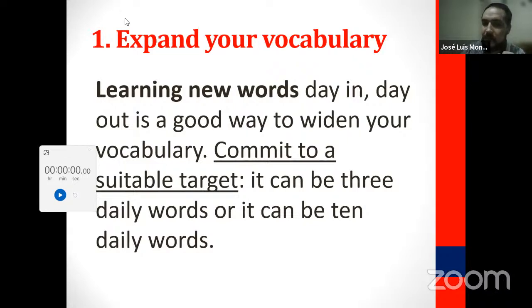But that's not something I'm going to ask. I'm going to ask these two words over here, commit and target. And actually, not target, suitable. Okay, so first let's start with commit. This is a verb, right? So how can you explain the verb commit?